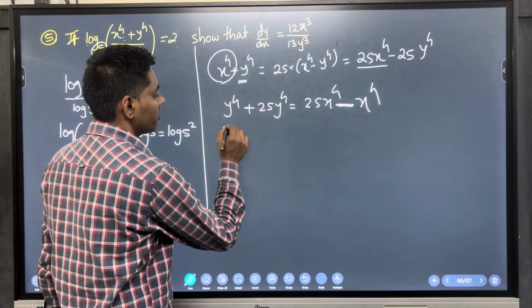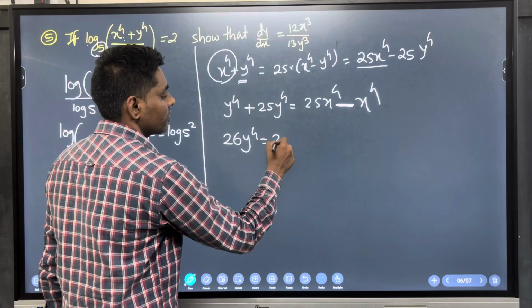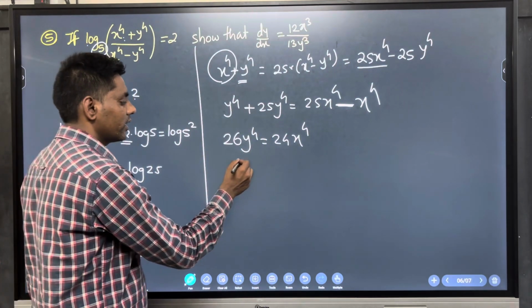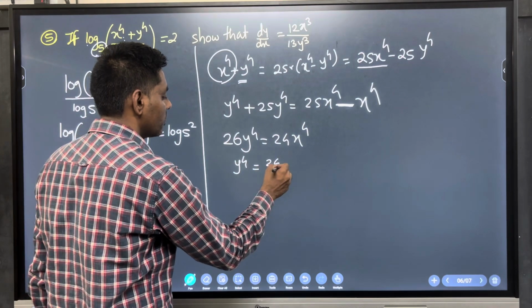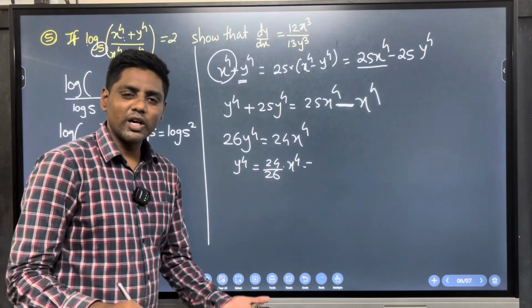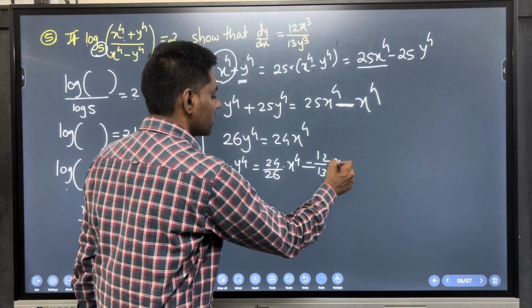So addition 25 plus 1, 26 times y raised to 4, and 25 minus 1, 24 times x raised to 4. So write down the ratio of constants. So we get y raised to 4 equals 24 by 26 into x raised to 4. Both are divisible by 2, 12 twos and 13 twos. So 12 by 13 x raised to 4.